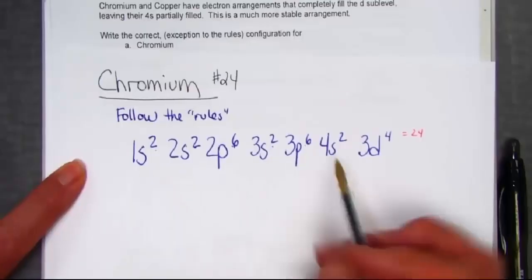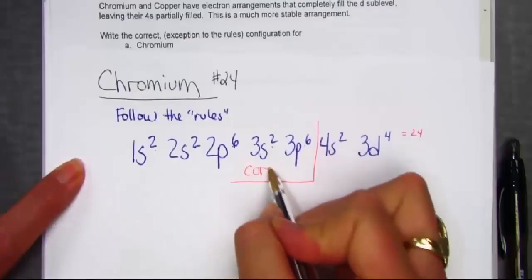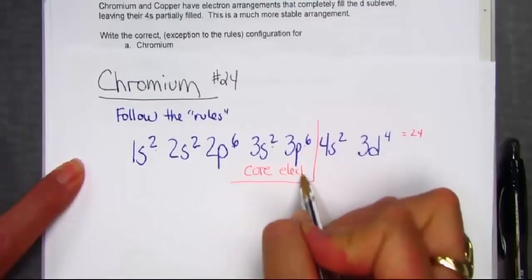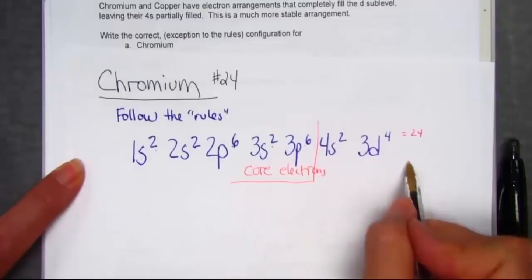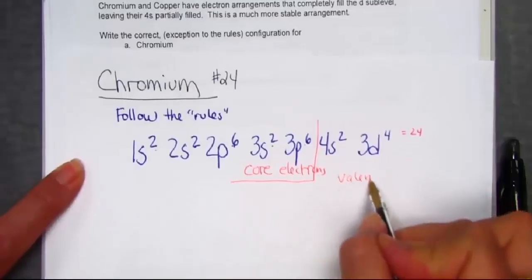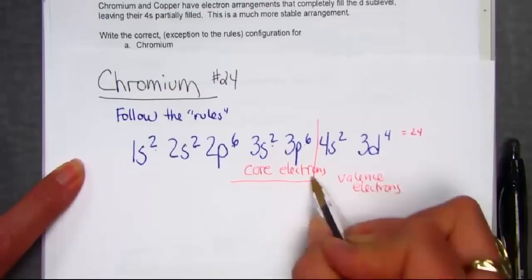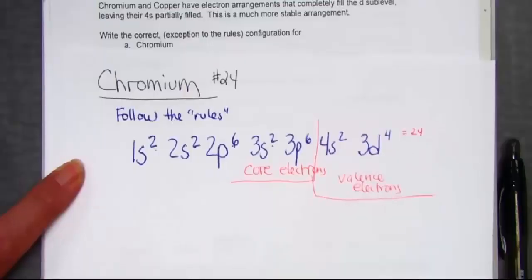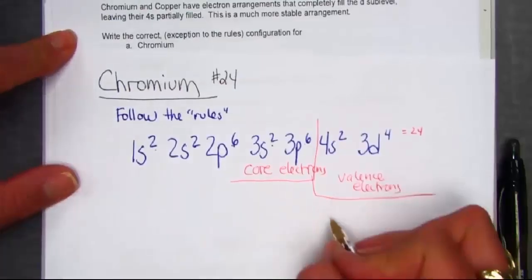These are known as the core electrons, more coming on that. The ones that are of interest to a chemist are known as the valence electrons, the outermost electrons that are available for bonding. So the 4s2 3d4 electron arrangement is what we'd have if it had followed the rules, but we see that they're breaking the rules, and let's explain why.